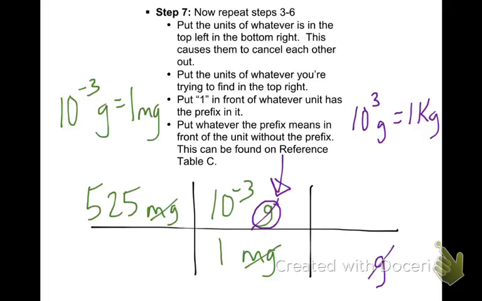We're then going to place the unit that we're looking to convert to, so kilograms, in the upper right. And we're going to place the numbers that are in front of each respective unit in front of each unit found in our T-chart. So we've got a 1 placed in front of our unit with the prefix, and 10 to the third placed in front of our base unit, because that's what our conversion factor says. Now we're simply going to multiply straight across.